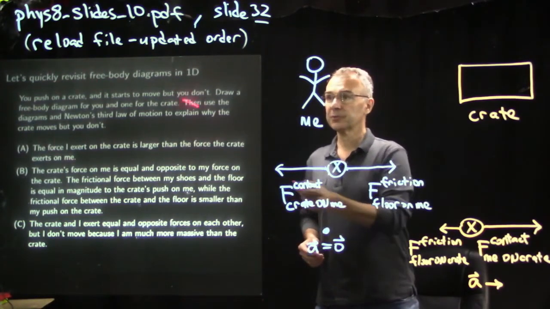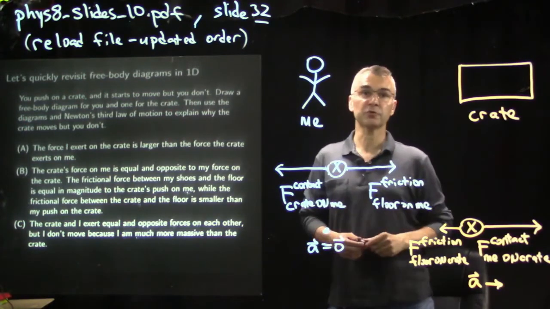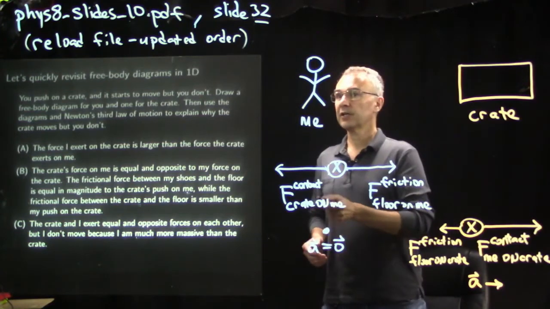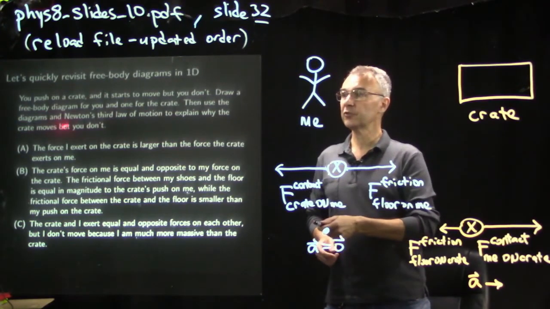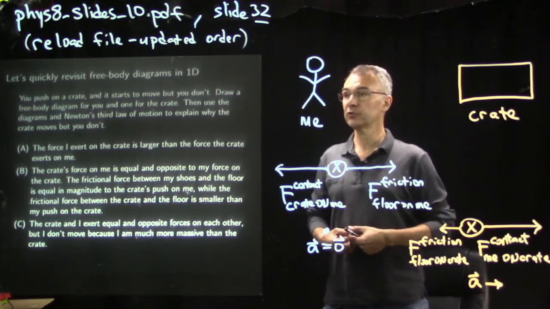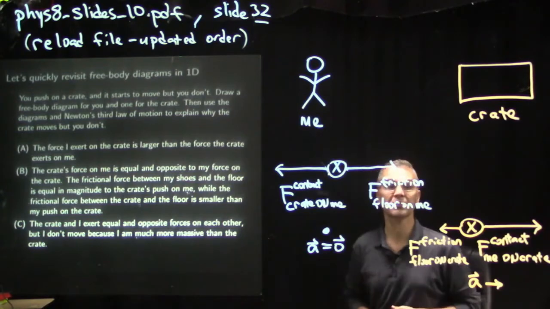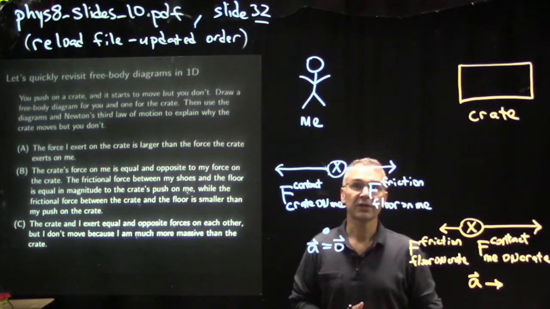So here's a familiar problem from a couple weeks ago. You push on a crate and the crate starts to move, but you do not. Draw a free body diagram for you and one for the crate, then use the diagrams and Newton's third law of motion to explain why the crate moves, but you don't. Okay, we have some possible answers, but I think you know the answer by now.